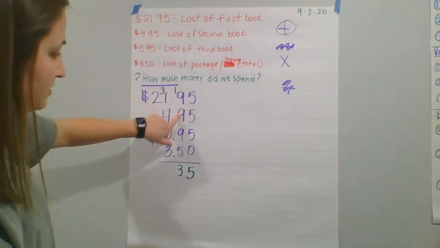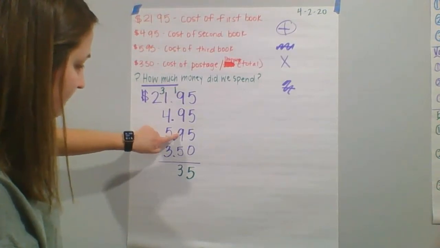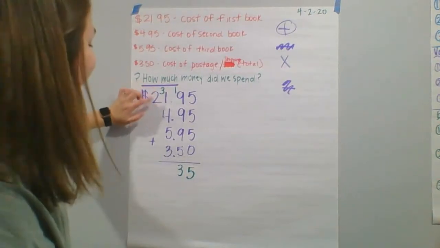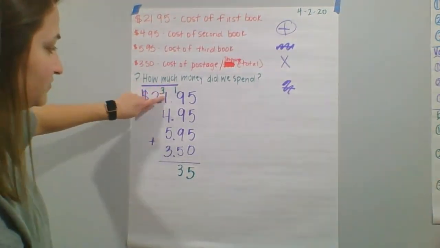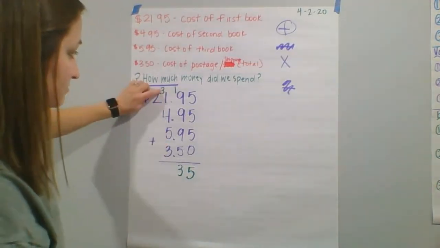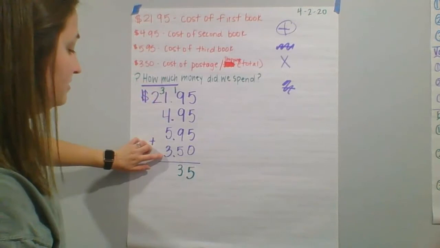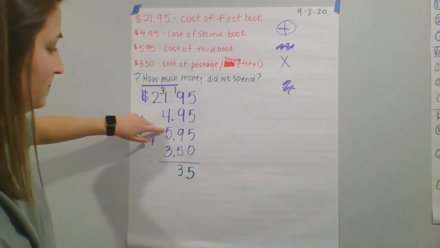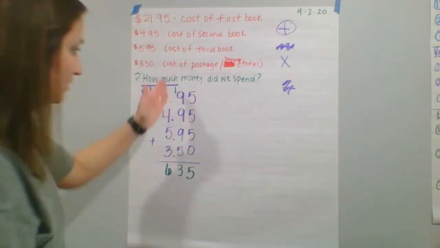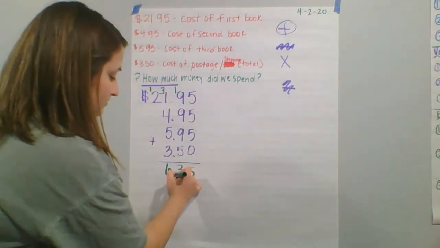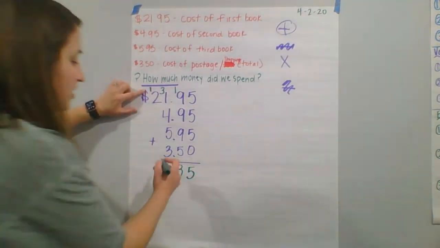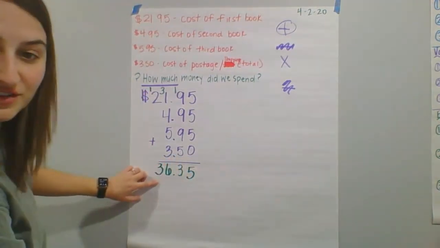So 9, 18, 27, 28, 29, 30, 31, 32, 33. Checking myself. Then 3 plus 1 is 4, plus 4 is 8, 9, 10, 11, 13. Bring down my decimal. And then I have my 2 plus my 1 is 3.